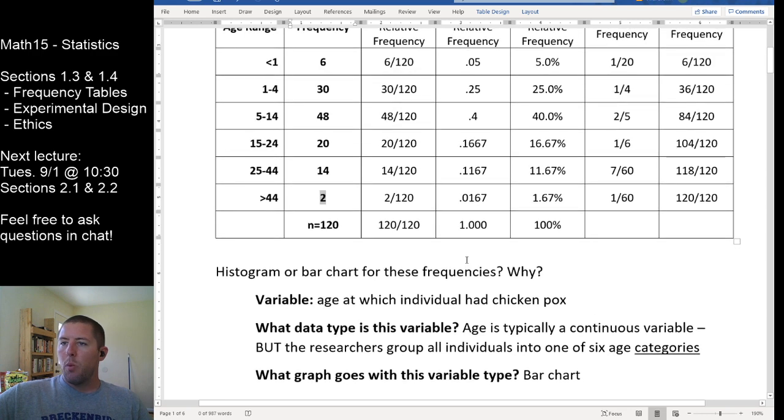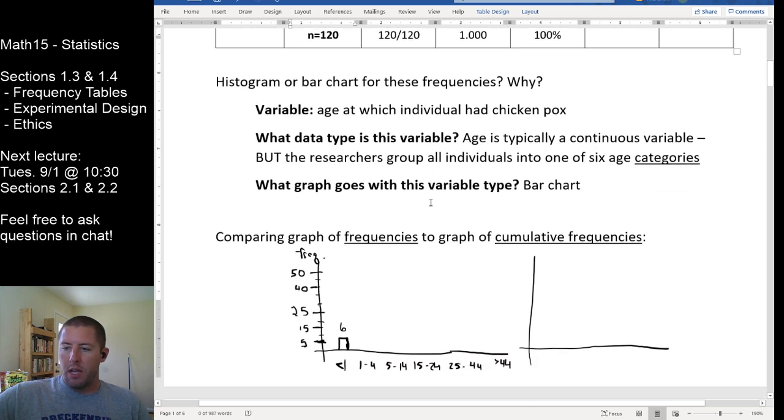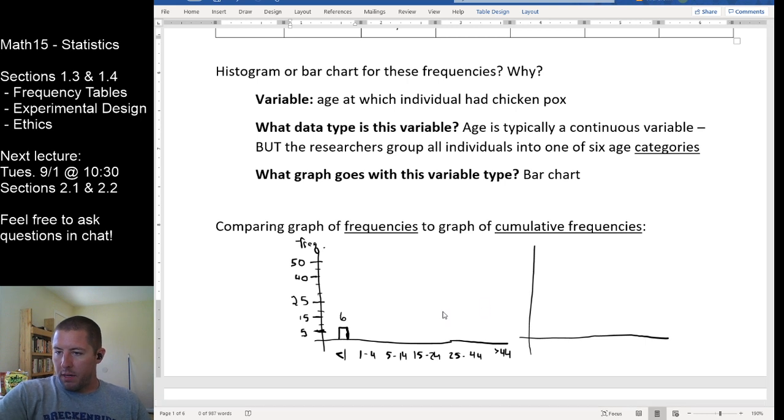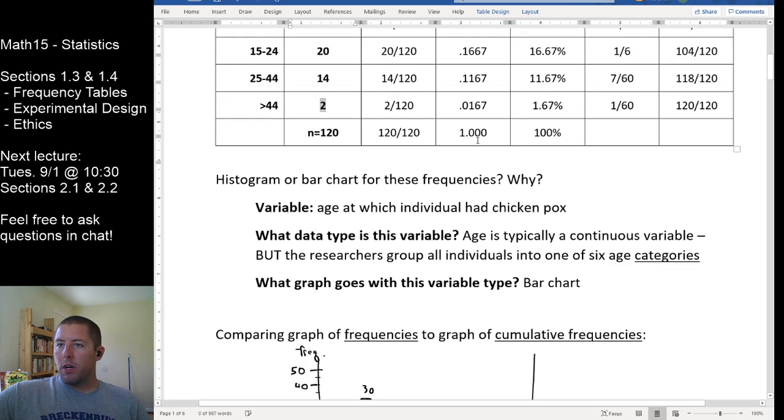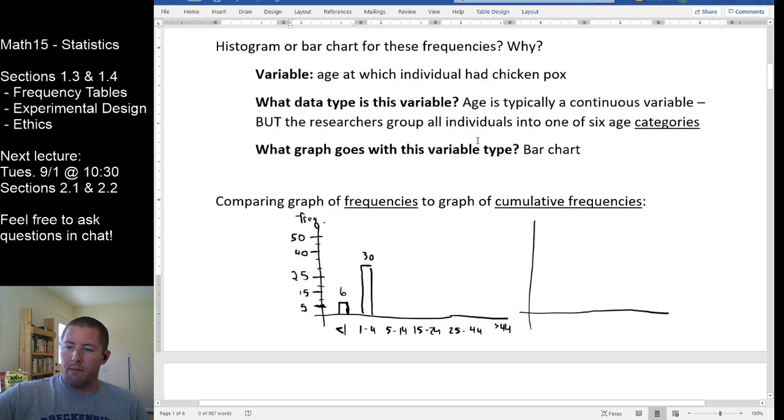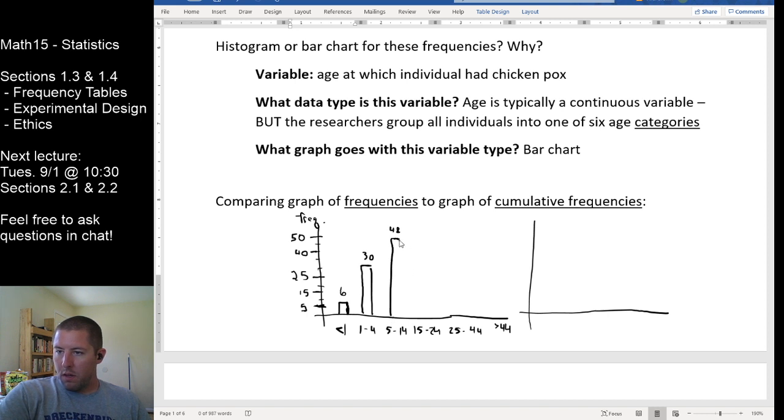So let's fill out the rest of these guys. 1 through 4, we can see we're getting to a height of 30. So 1 through 4, I'm going to find my height of 30, which is right there. Here's my height for the 1 through 4 bar. 5 through 14, this is our most common category, 48. And I know it's my most common category easily from this table because I can see it in the height of the bars. So there's my height of 48 and the bar that goes with it. There we go, not bad.